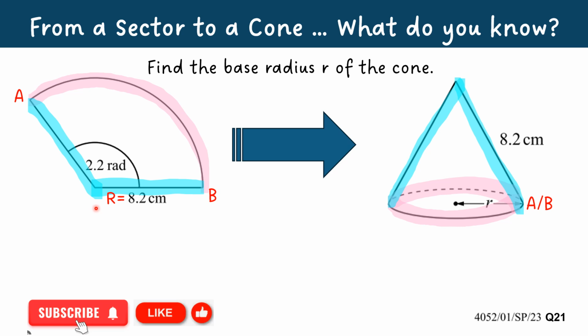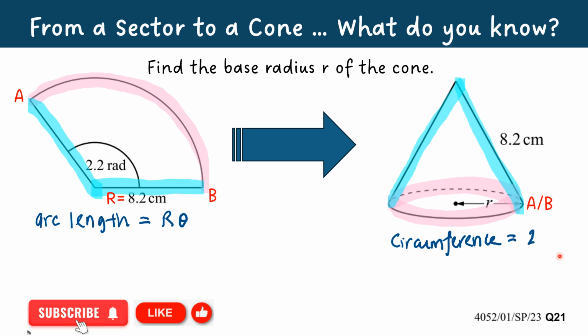I'm using a capital R to represent this radius of sector because small letter r has been used already, so I avoid using the same letter. Since I know that the arc length of the sector is the same as the circumference of the cone, I'm going to apply the arc length formula. Since this question is in radian mode, I use the formula r theta, and for circumference, we know that circumference of circle is equal to 2 pi r. Since they are equal, I'm going to put the two together, and with this I solve the equations.